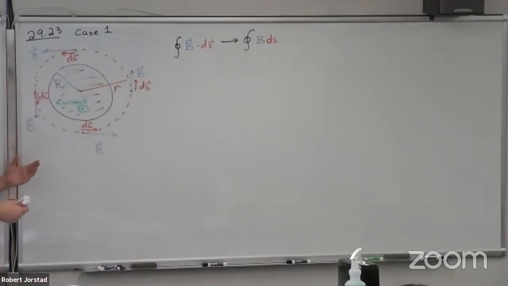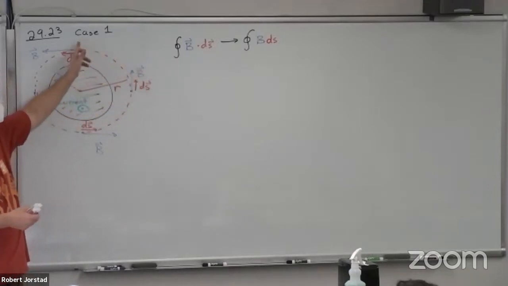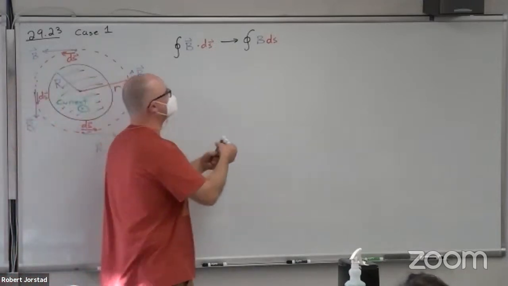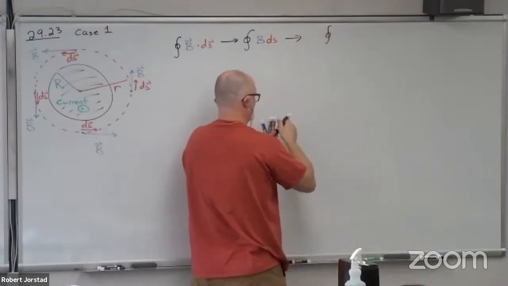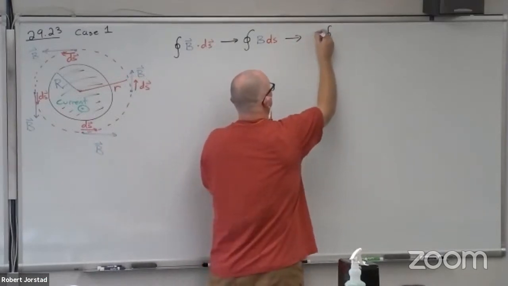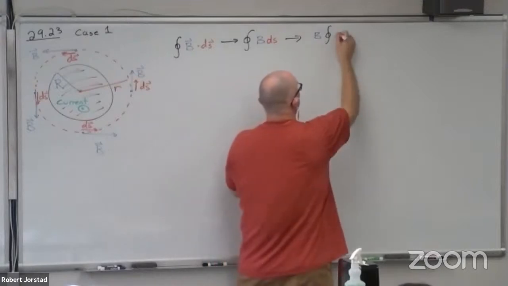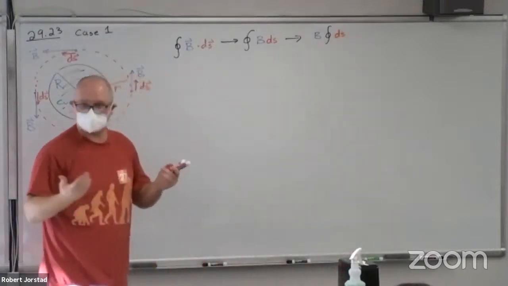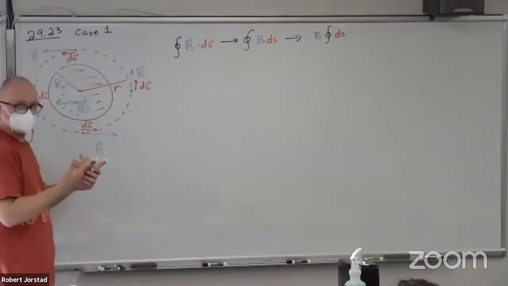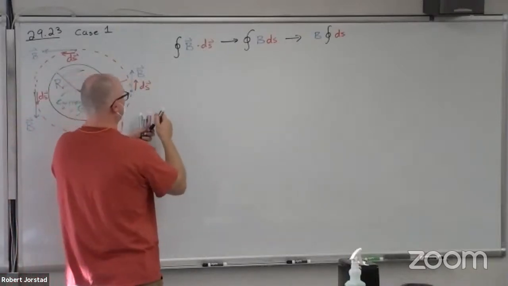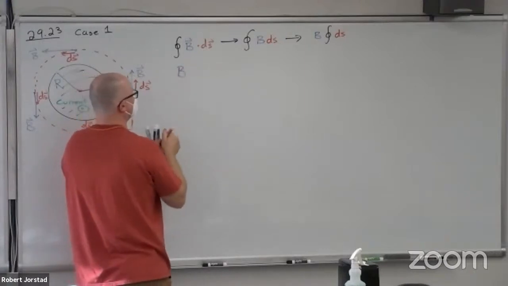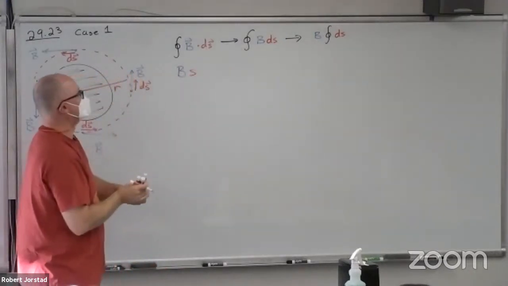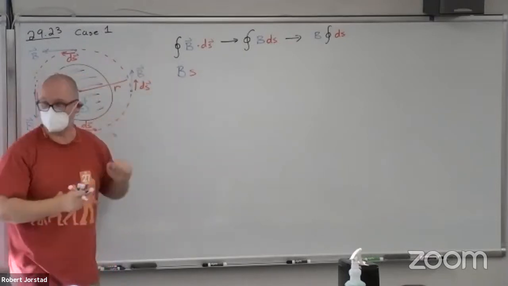Huh, well, wait a minute. What's true about the value of B? The magnitude of it is constant, so what can I do with this? Pop it out. Well, wait a minute, what's the integral of ds? S. So this becomes Bs. If you were curious how to get from this integral to this, now you know.